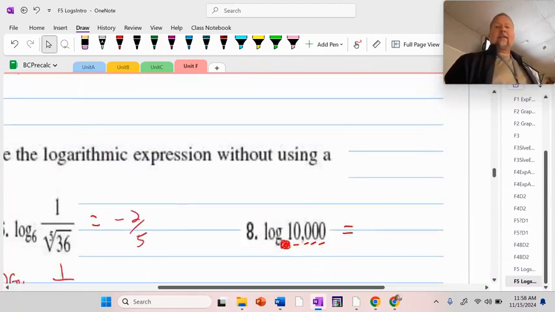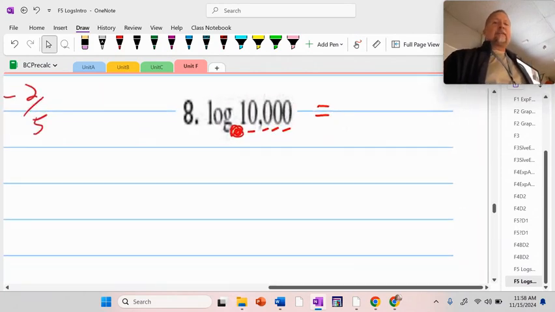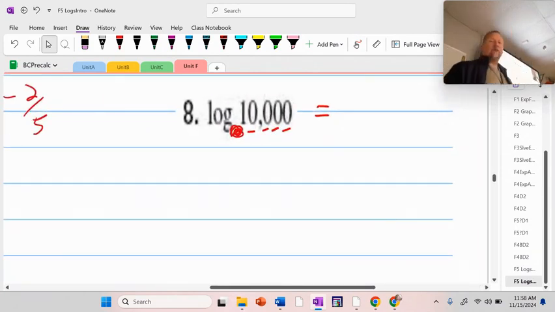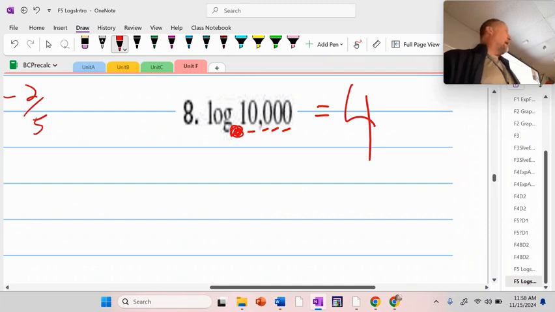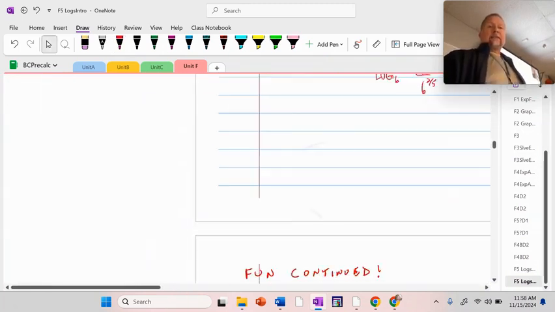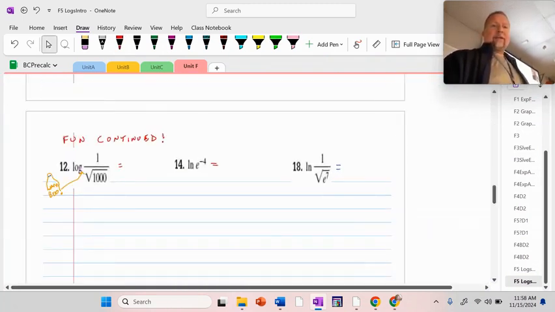All right, so why I had to cover that was I knew this. What's the answer to this? 10 to what power equals 10,000? 4. Know your powers of 10. I think it's coming up. Where are we at? Okay, another one.